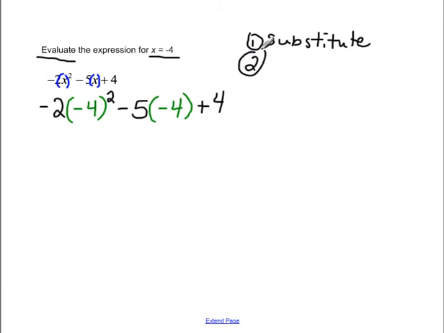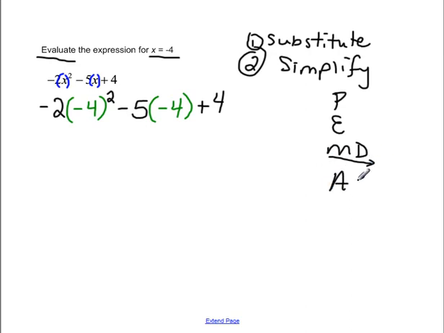Now we're going to simplify. And when we simplify, as we know, we're going to use the order of operations. So what's inside parentheses first, and then we're going to do exponents, then we're going to multiply or divide left to right, and then we're going to add or subtract from left to right. So inside my parentheses, I don't have anything to do. Those are just holding the negative signs on.